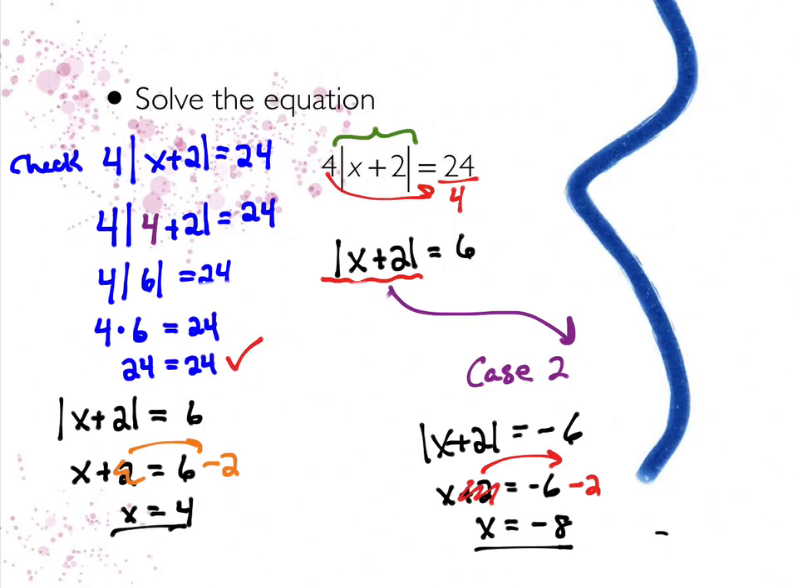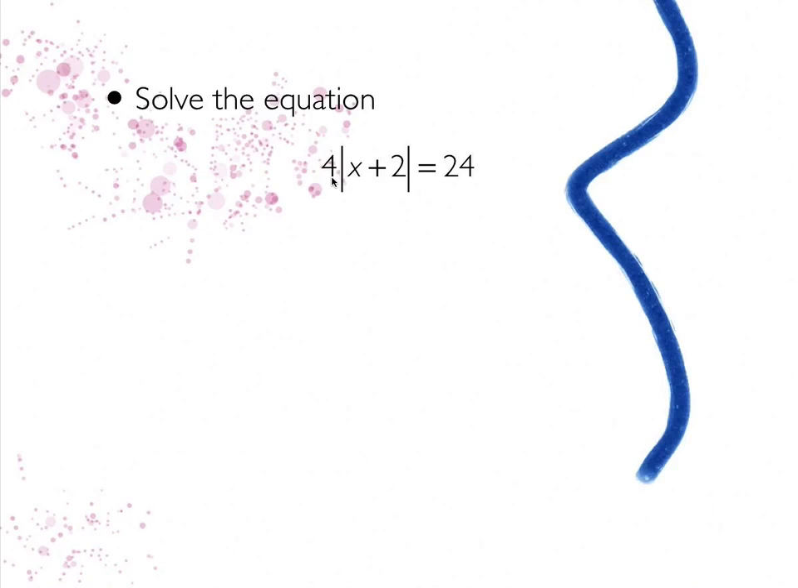We'll do it over here on the far right. 4 times the absolute value of x, and this time x is going to be negative 8 plus 2 equals 24. So again, I have 4 and then negative 8 plus 2. Signs are different, so we're going to subtract. Sorry guys, we had a bit of a glitch there, but I'm just going to pick up right where I left off there. I was checking my answer for case 2, x equals negative 8.